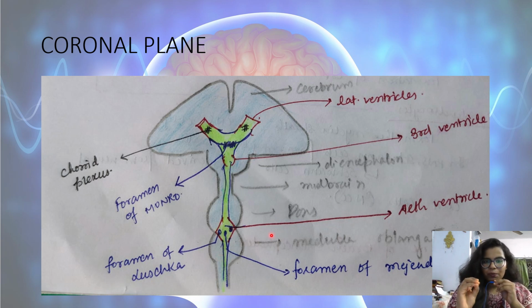Now we need to know that there's this thing called the choroid plexus, which is nothing but a network of capillaries. You don't have to stress over what the choroid plexus is and all that. So how is the CSF formation occurring over here? CSF means the cerebrospinal fluid.